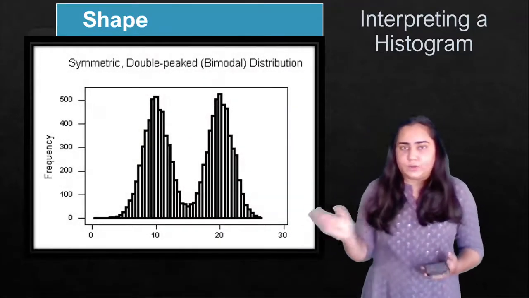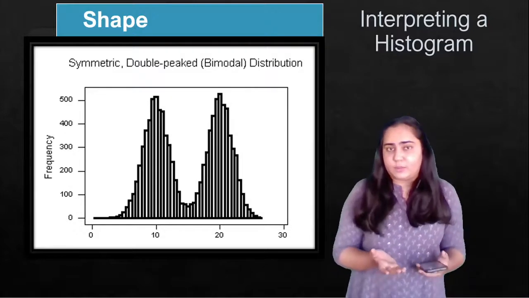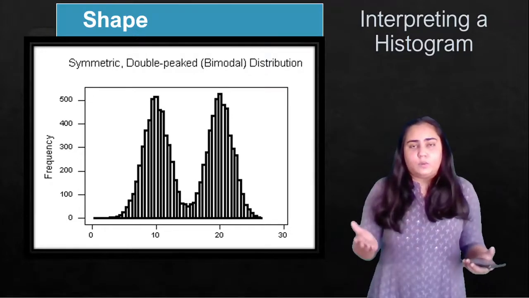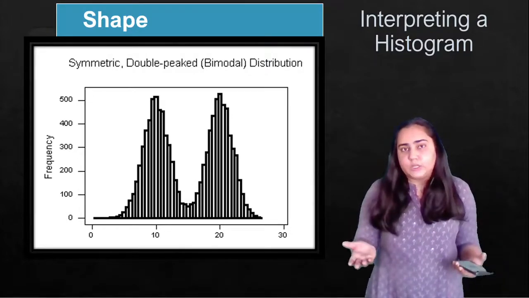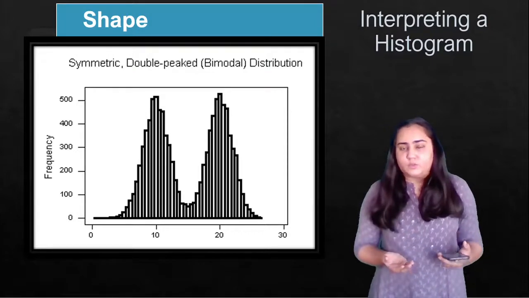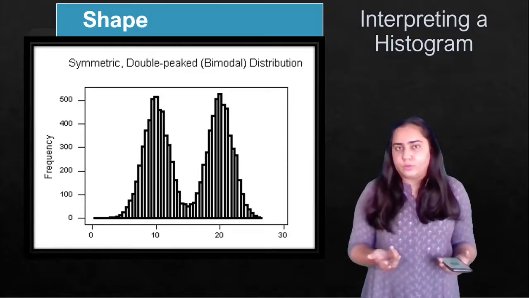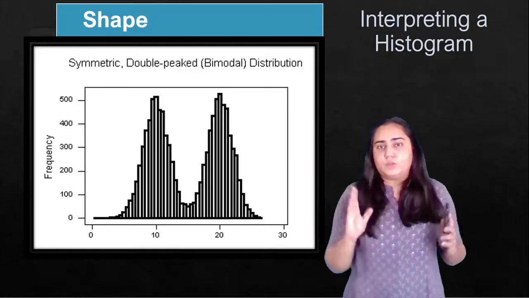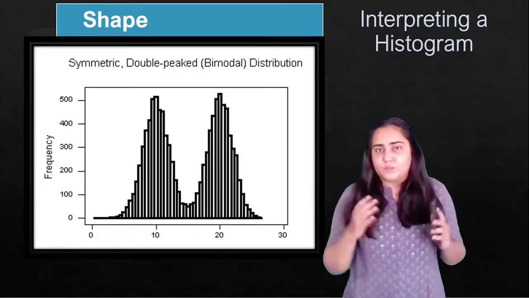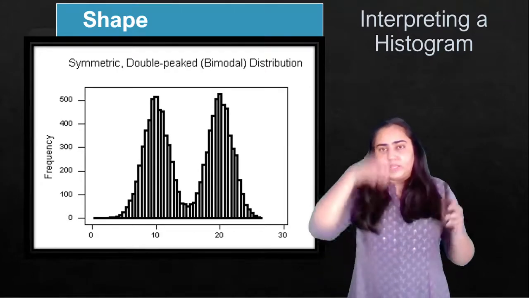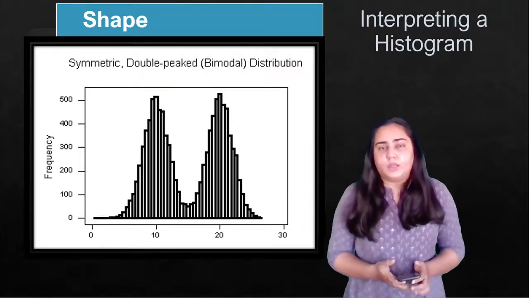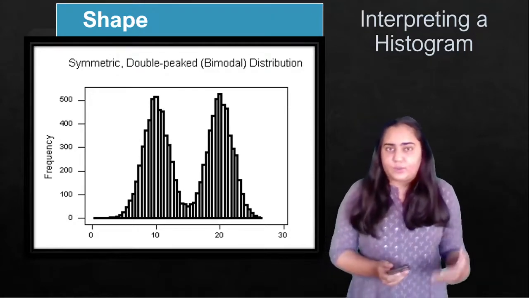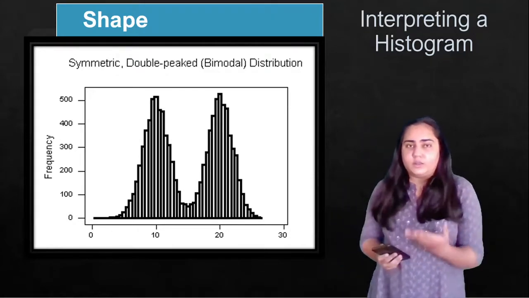Next, you can see here, this histogram is also symmetric because if I draw a line right in the middle, then the left side and the right side will match. But it is double peaked, which means it has two modes. It is bimodal because you can see there are two peaks instead of just one. You can say that there are two mountains, not just one. So this is another shape of a histogram. And once again, I will tell you what these shapes mean when we see an example.